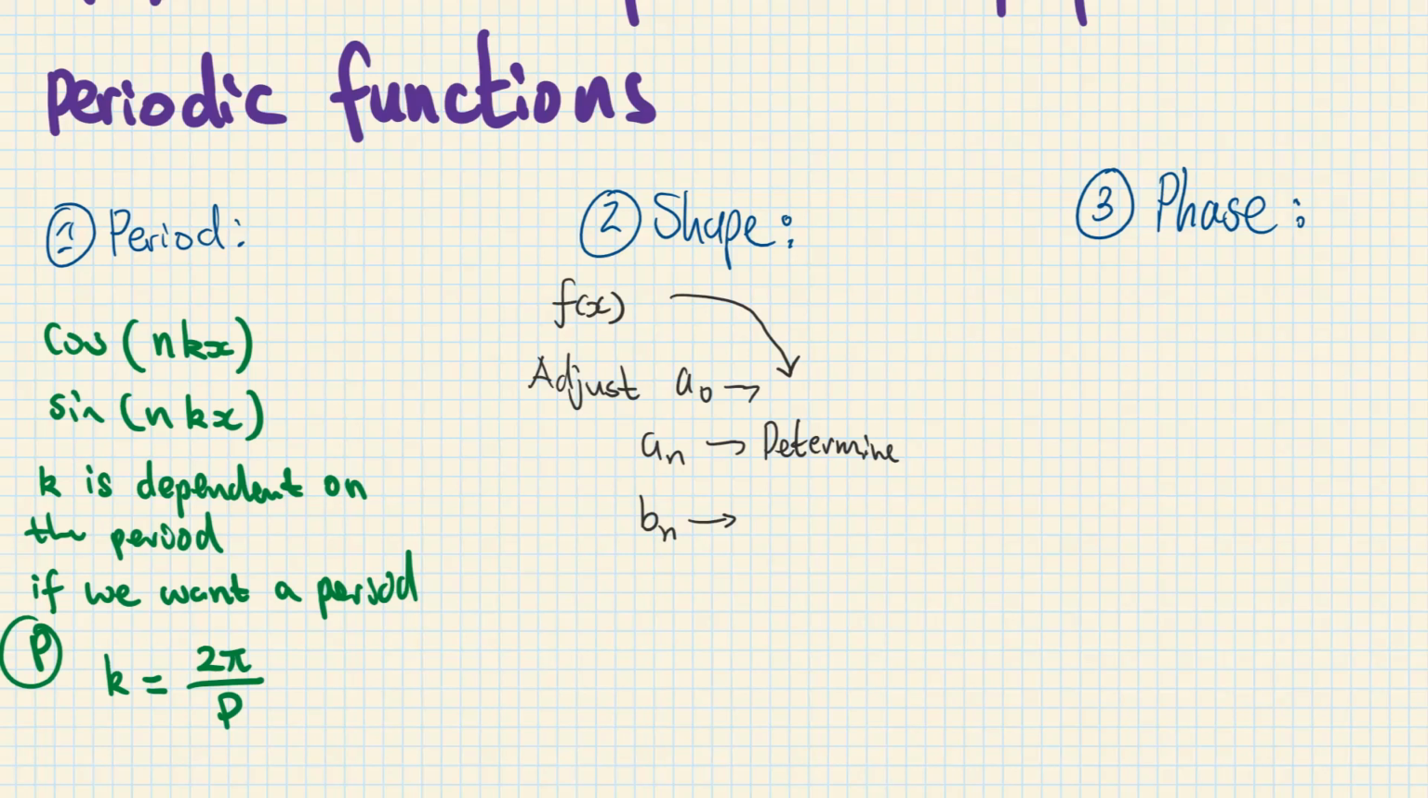Now, phase basically refers to where the periodic function starts. So basically, that's shifting the graph left and right. And we don't really have to account for the phase because the fact is that adding sine and cosine terms counts for that phase difference, because the addition of cosine and sine terms is actually equivalent to shifting the graph left and right.